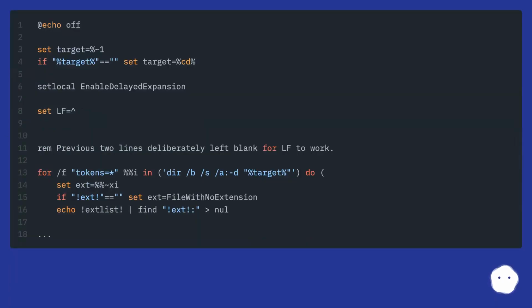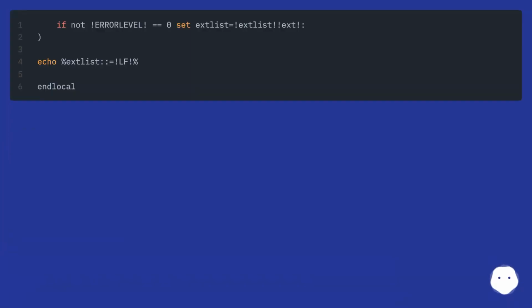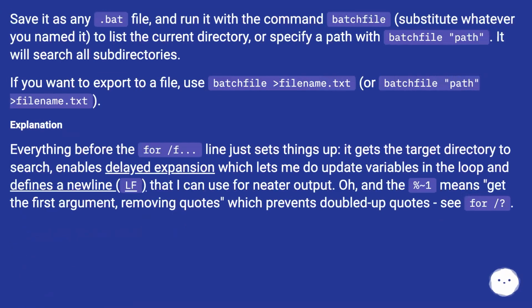This batch script will do it. Save it as any .bat file, and run it with the command batch file. Substitute whatever you named it, to list the current directory, or specify a path with batch file path. It will search all subdirectories. If you want to export to a file, use batch file filename.txt, or batch file path filename.txt.